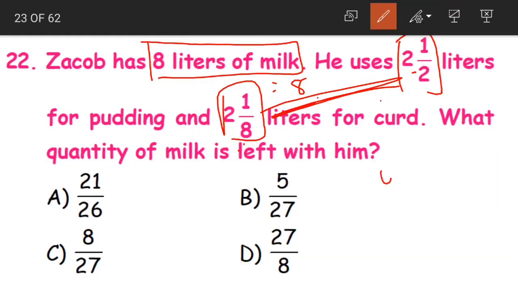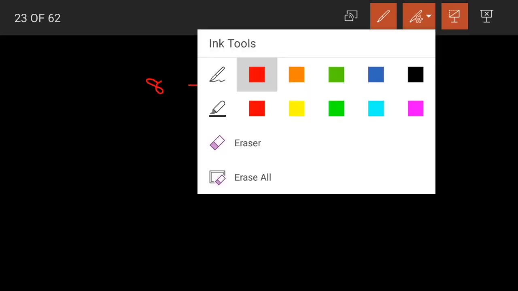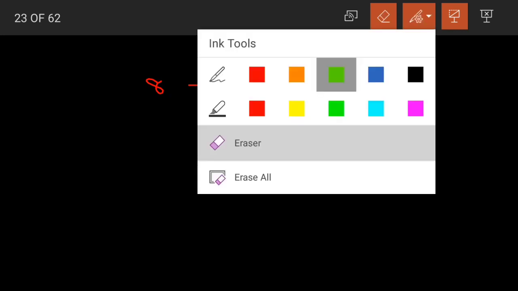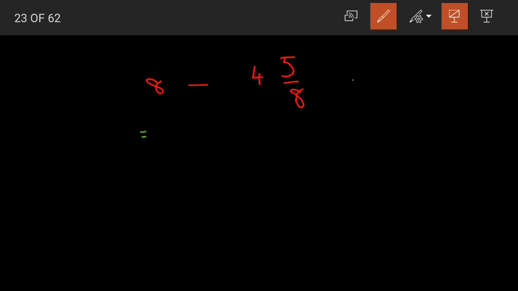Now what is this 4 5 by 8? This is the quantity of milk he used. But what should we find out? We have to find out the quantity of milk that is left with him. So it was 8 liters in total. Out of 8 he has used 4 5 by 8 liters. So when we subtract these two together, we'll get the quantity of milk that is left with our Jacob.